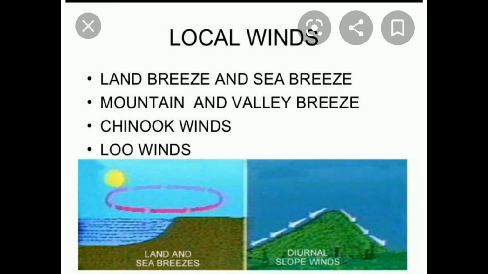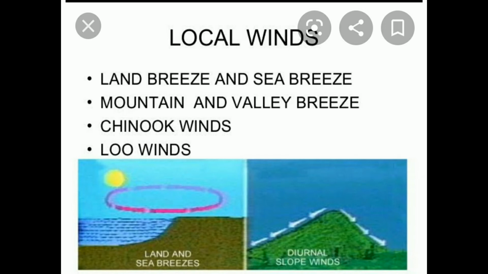Planetary winds occur on the whole planet throughout the year, and seasonal winds are restricted to seasonal in character. They will be blowing in a particular season only. And local winds will be blowing in a particular area depending upon the temperature. So they are named with the local names only, like Mistral, Bora, Lu, Chinook, Puna, Pampero. All these are different types of local winds.